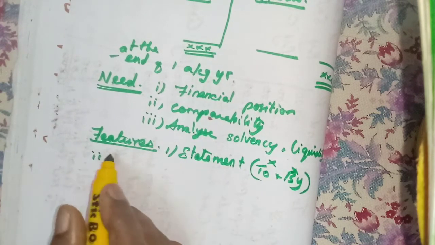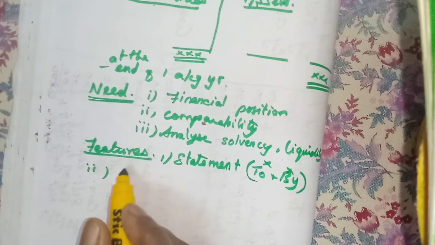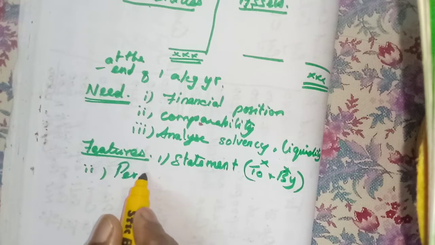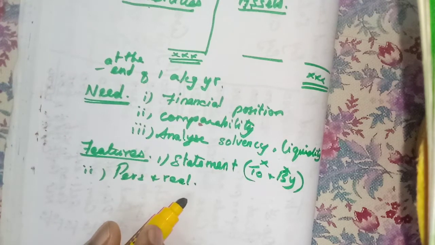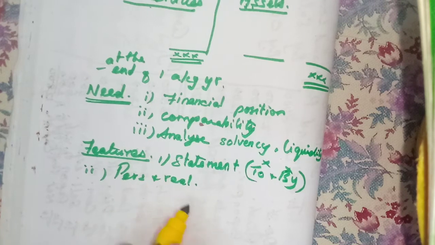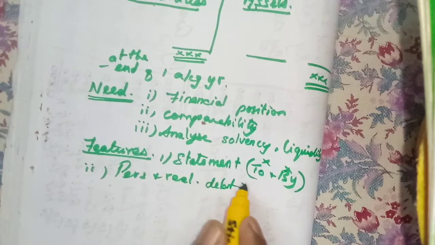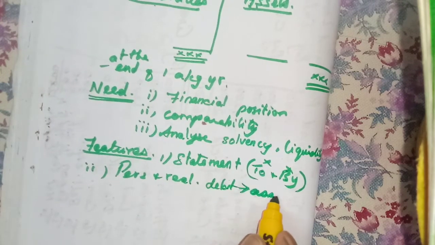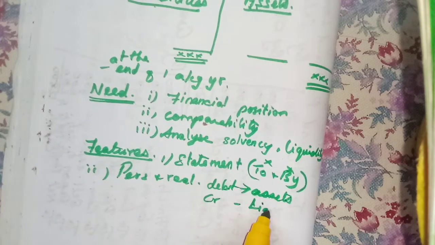Then the second point: it is a summary of personal and real accounts, not the nominal accounts, because nominal accounts have been written in the trading and profit and loss account. The debit balances will be entered on the asset side and all the credit balances will appear on the liability side.